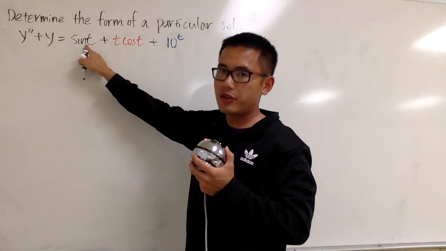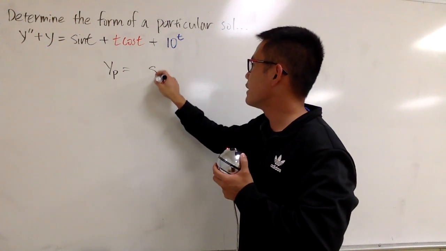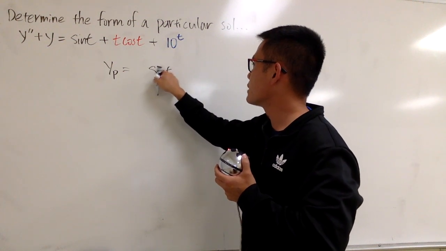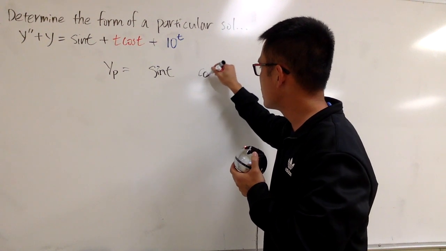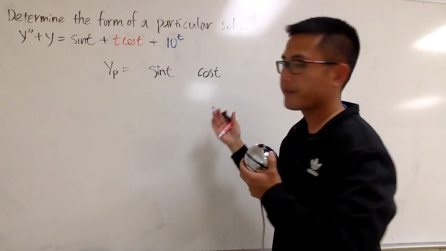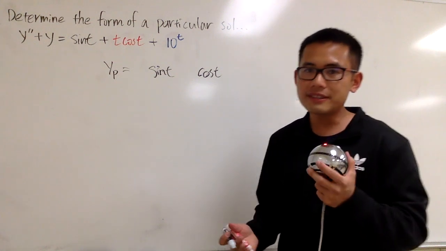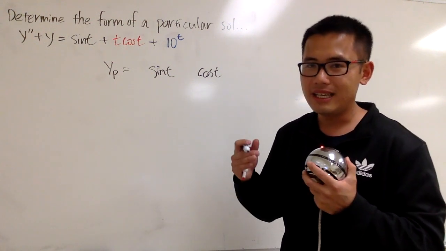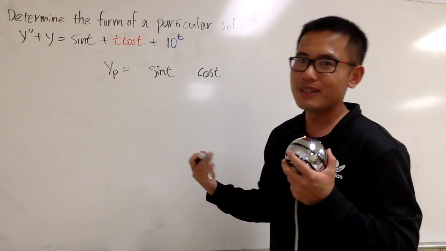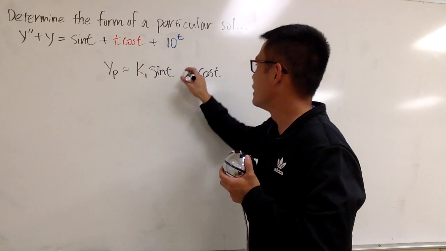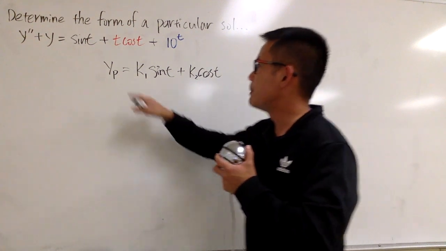If we only have sine t right here, well, yp is going to be, keep in mind, for sine t, you must have sine t and also cosine t, right? So let me just put down sine t and cosine t right here. Well, we know we must have a constant here and a constant here. And this time, I'm not going to put A, B, C, D yet. I'm just going to use another way to label the constants: K1 and K2, okay? All right, once again, this is based off of sine t.